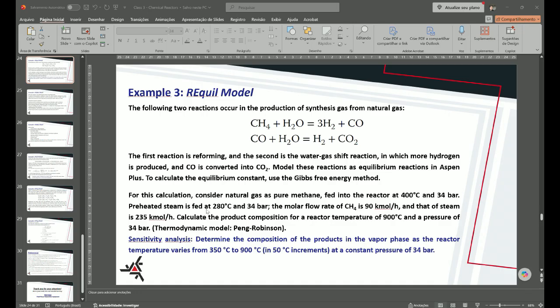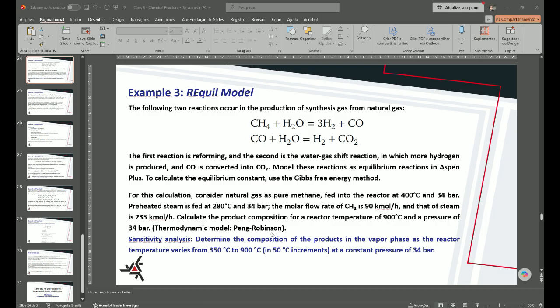Preheated steam is fed at 280 Celsius degrees and 34 bar as the other reactant, and the molar flow rate of methane is 90 kmol per hour, and that of steam is 235 kmol per hour. Calculate the product composition for a reactor temperature of 900 Celsius degrees and a pressure of 34 bar. The thermodynamic model used is Peng-Robinson. Okay, and let's simulate this case study.